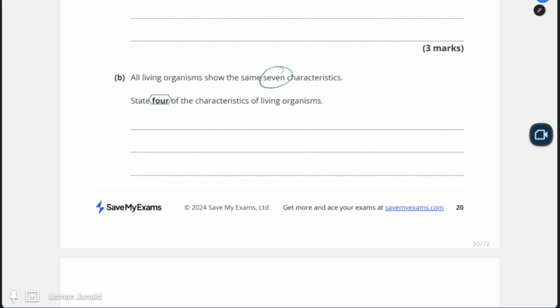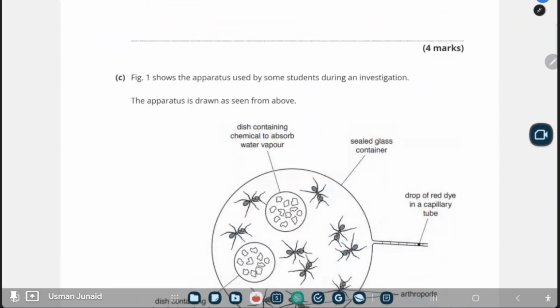Can you tell me what was the acronym? What was the acronym? Movement, reproduction, sensitivity, growth, respiration, excretion, and nutrition. Right? Good.